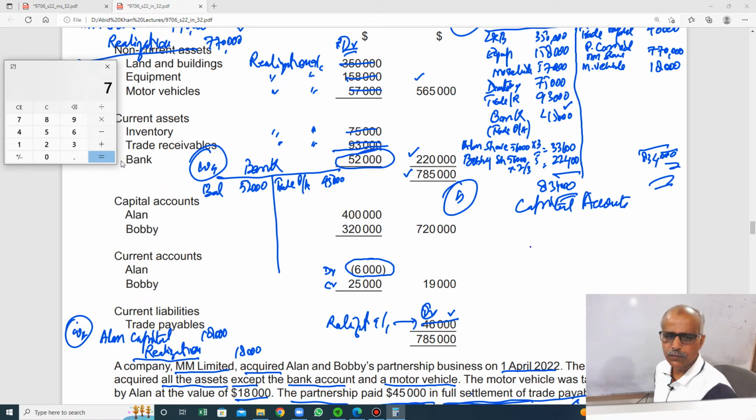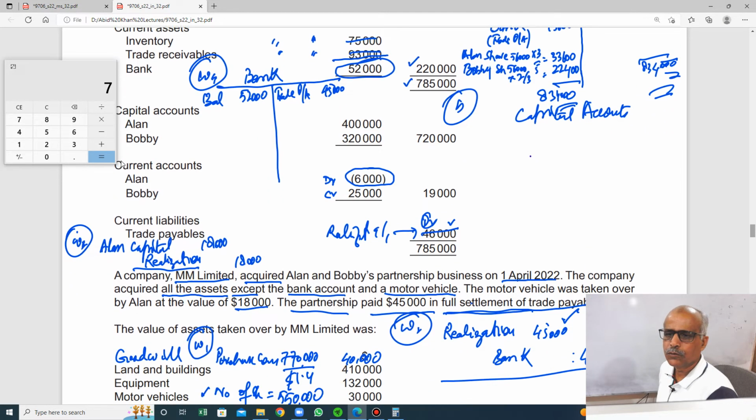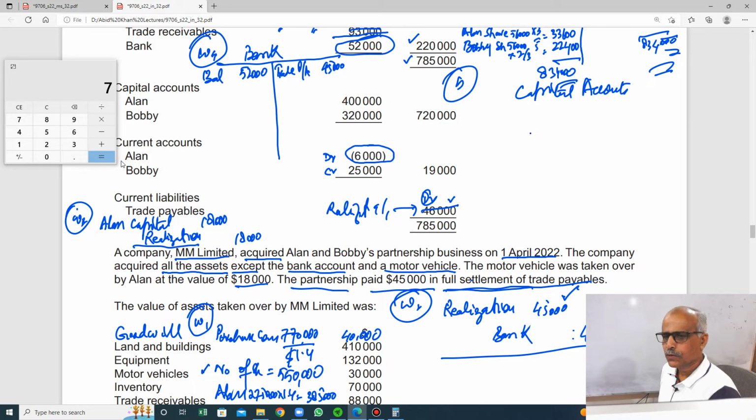So we have to monitor this account as well, because all the accounts are being closed. Only bank account and partners' capital and current account are there. Rest of the accounts have been closed to the realization account. So we will make it in the columnar form.